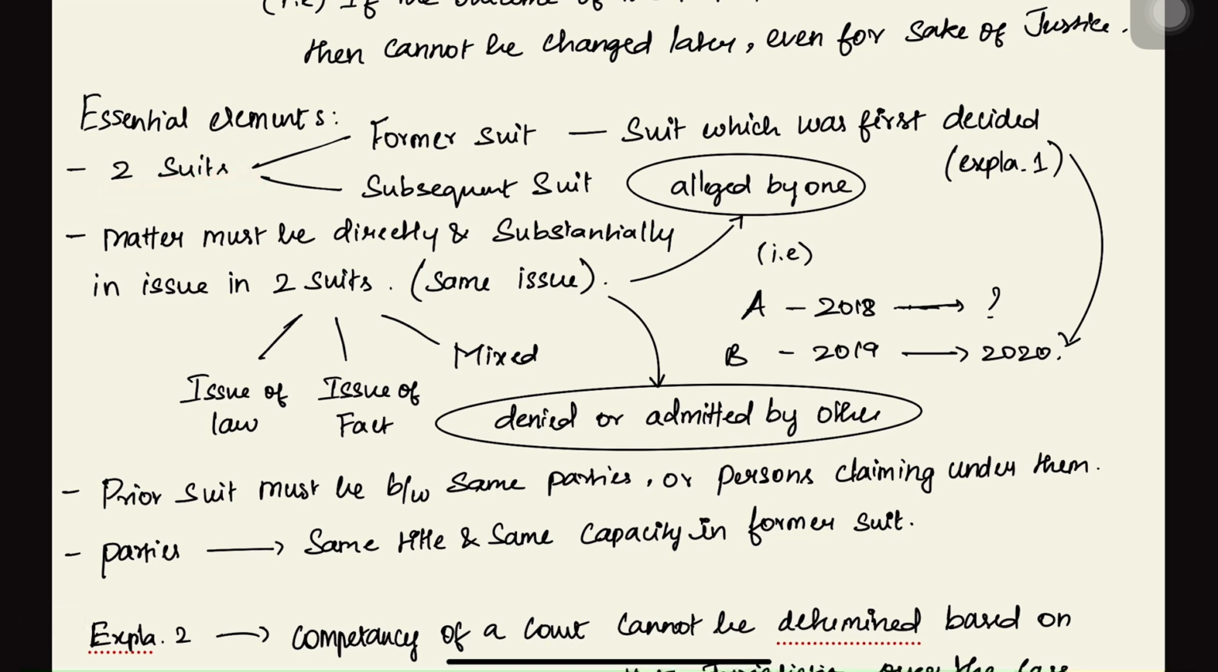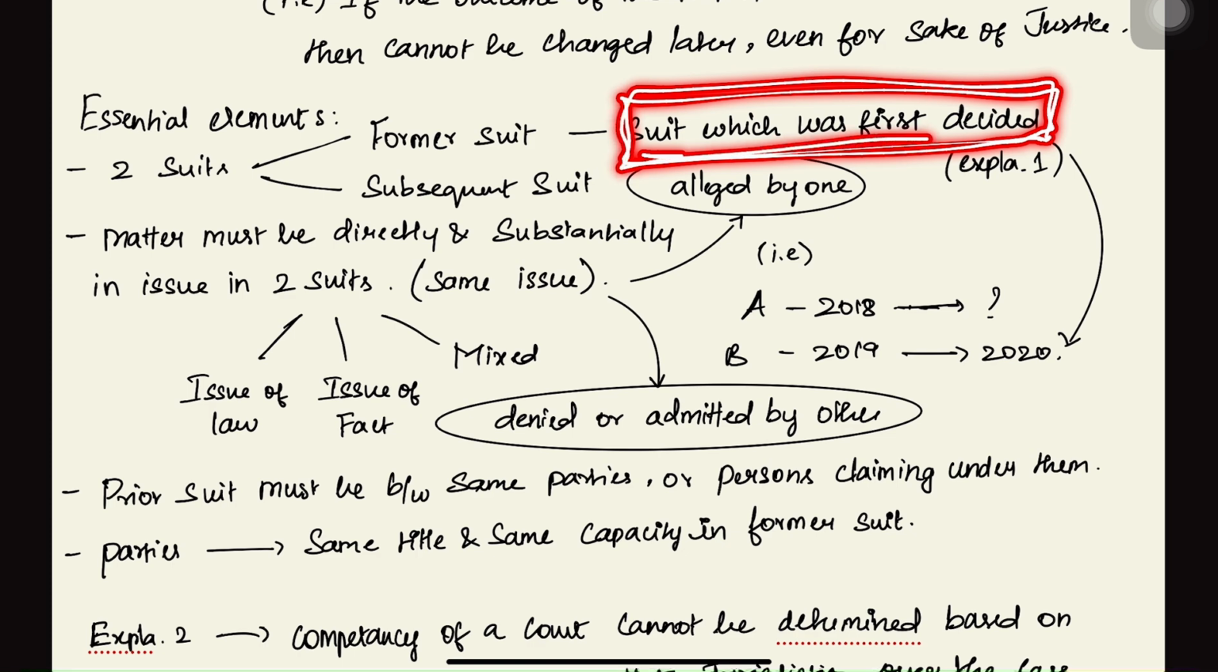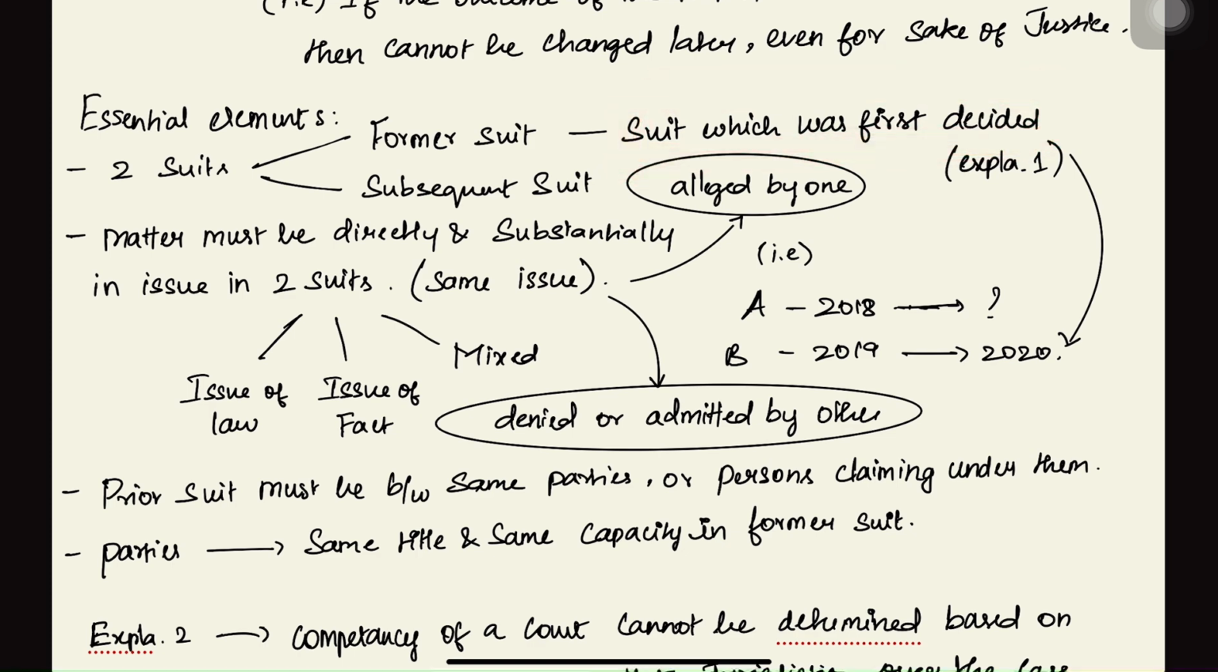So the essentials of res judicata: there are two suits, the former suit and the subsequent suit. The former suit is a suit that was first decided, and not first instituted, right? This is very important when it comes to res judicata. The former suit is the suit which the court has first decided and not instituted. That is provided under Explanation 1. There are 8 explanations given under Section 11, and the section itself is very big.